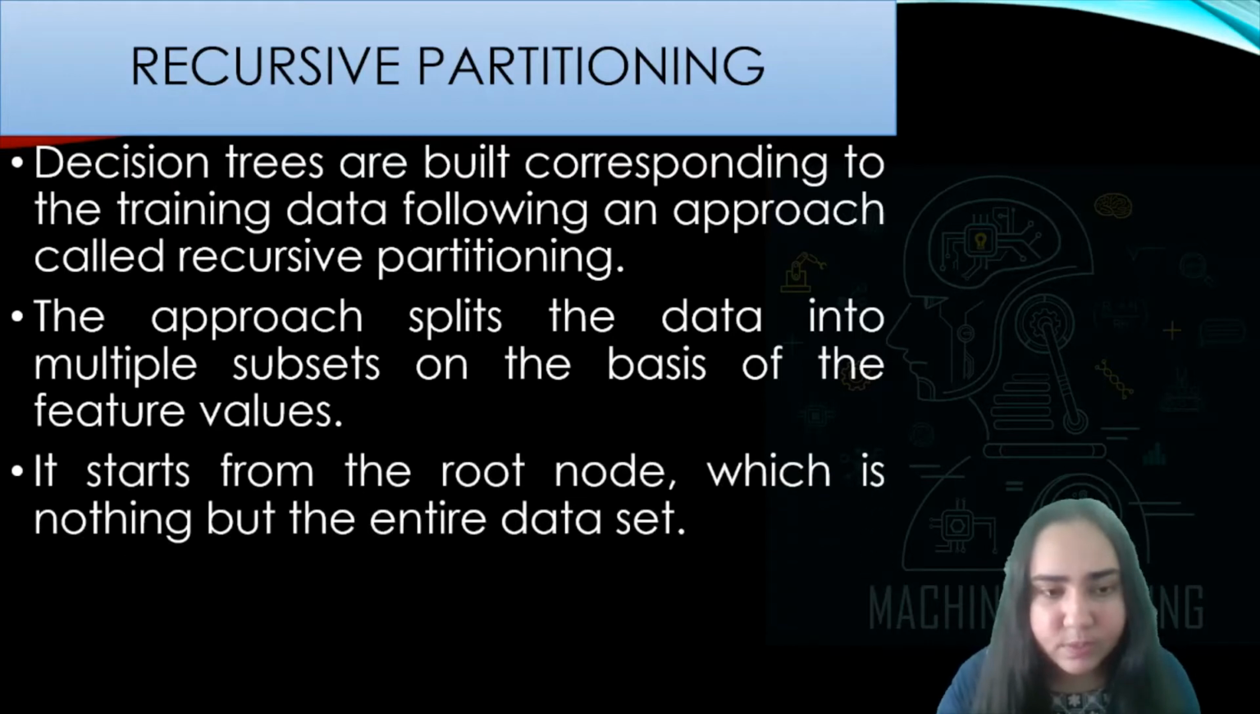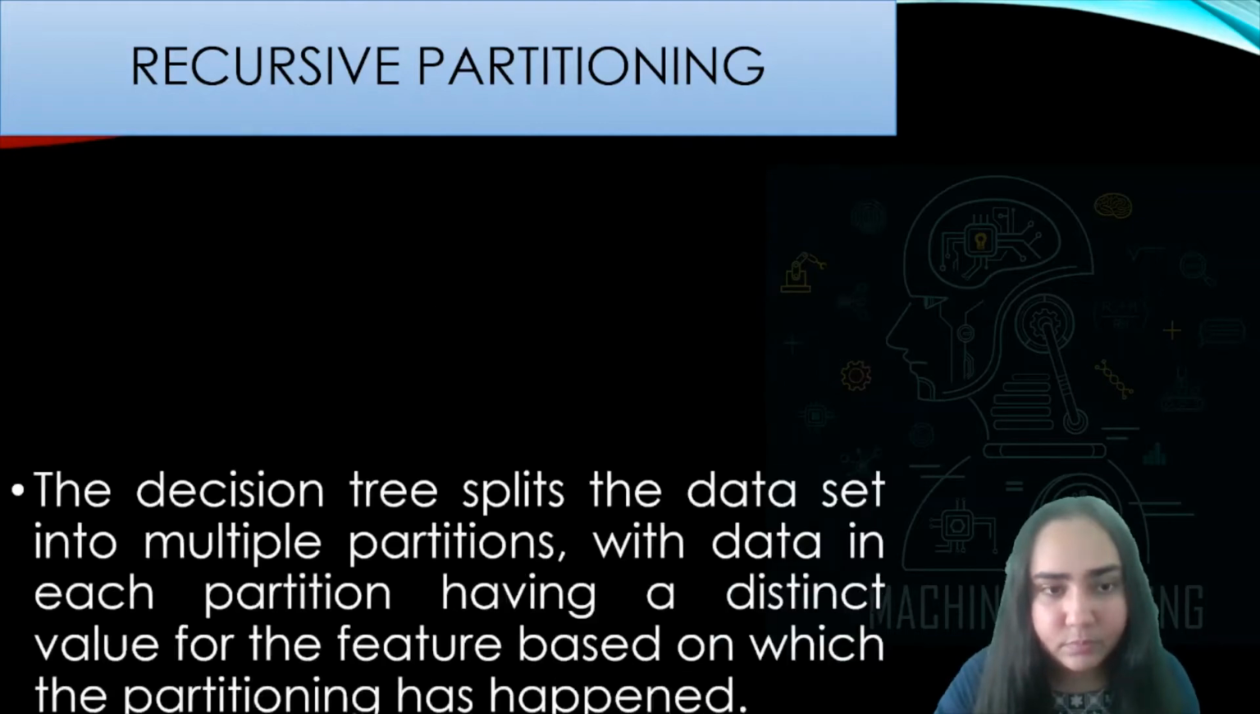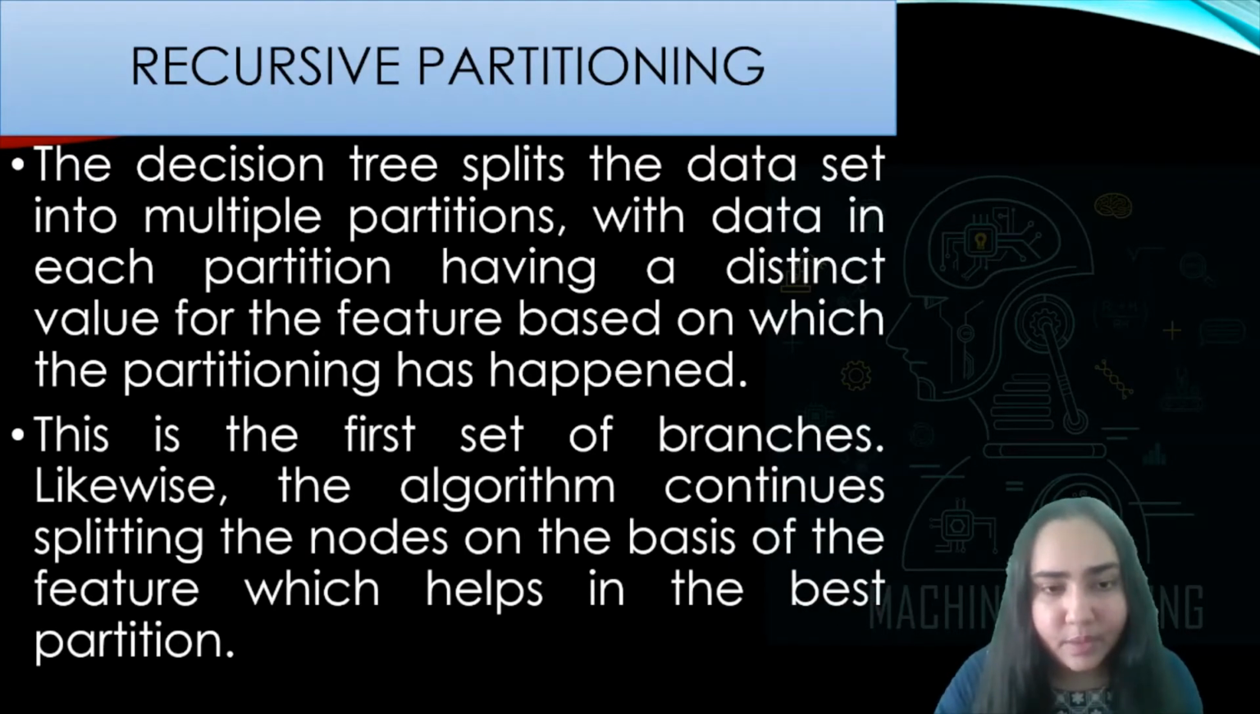This splitting process goes on, and it starts from your root node. And what is the root node? It is nothing but the entire data set. From the root node, it's going to select the feature which predicts the target class in the strongest way. The decision tree also splits the data set into multiple partitions, with the data in each partition having a distinct value for the feature based on which the partitioning has happened. And this is the first set of branches. Likewise, the algorithm continues splitting nodes on the basis of the feature which gives the best partition.